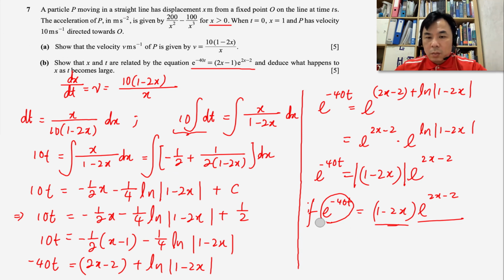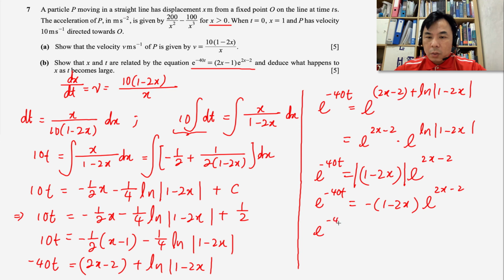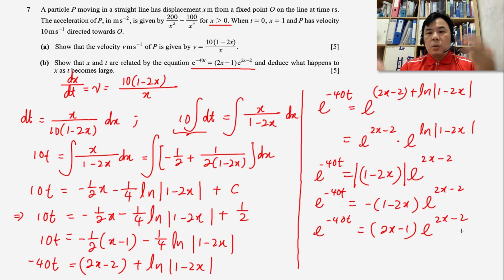Right? So because of trial and error here, I noticed that yes, it doesn't make sense. Therefore, I would choose the negative section of the modulus. And then I conclude that negative 4t is equal to negative 1 minus 2x exponential 2x minus 2. And then from here, I will notice that this will be 2x minus 1 exponential 2x minus 2. And then there you go. We have proven that relationship.